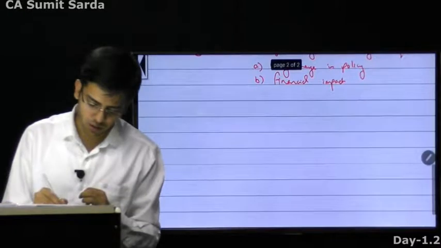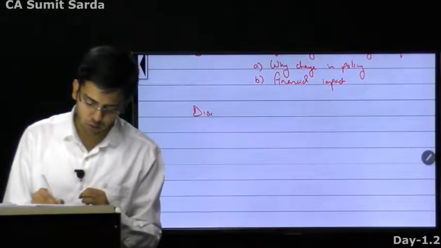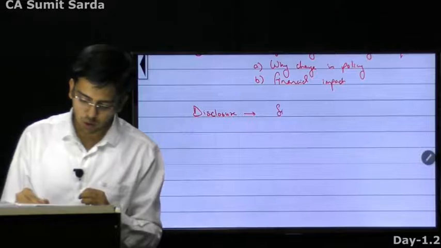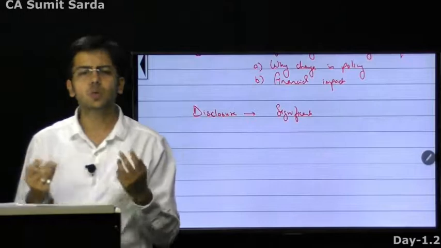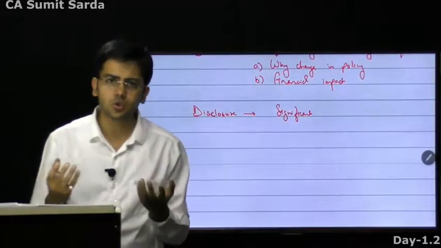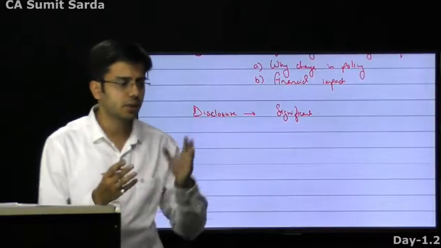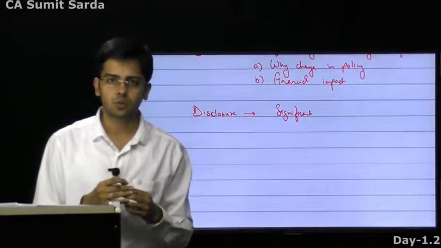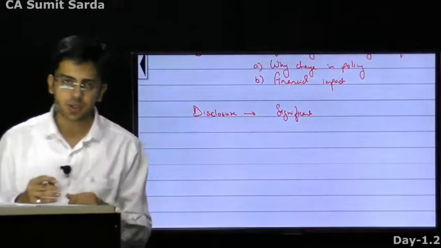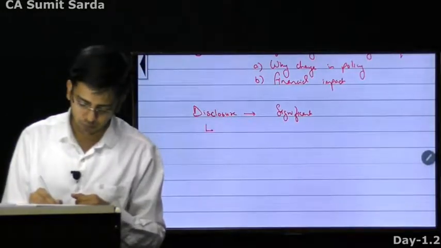Now, sir, you told us the standard talks about disclosure, and then you told us that only significant disclosures are required. So what do you mean by significance? What are the disclosures that are required? Are all accounting policies required to be disclosed? How will I determine whether an accounting policy is significant or not? So this standard has divided it into two parts.